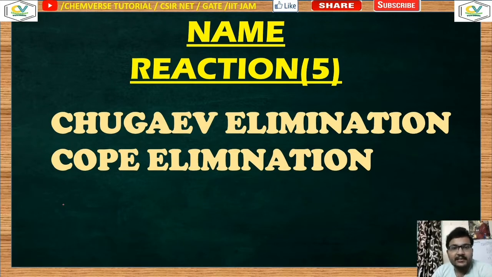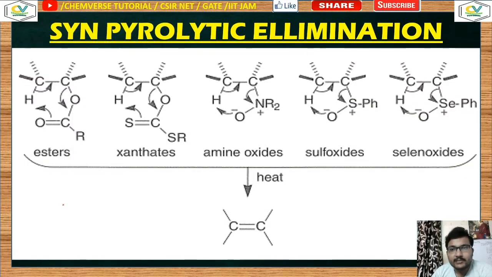So this is our fifth lecture on the name reaction, and in this lecture we will be learning about two very important name reactions, Chugaev reaction and Cope reaction, and both of them are syn pyrolytic elimination. So let's take a look at the types of syn pyrolytic elimination. Pyrolytic elimination means the elimination occurs in presence of heat. So in every case, heat is the condition.